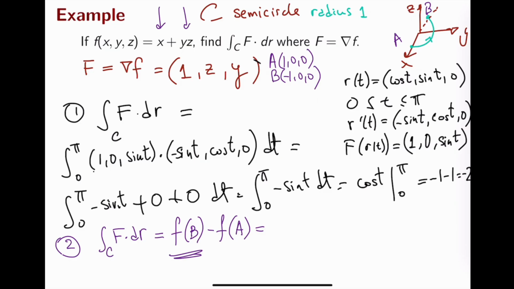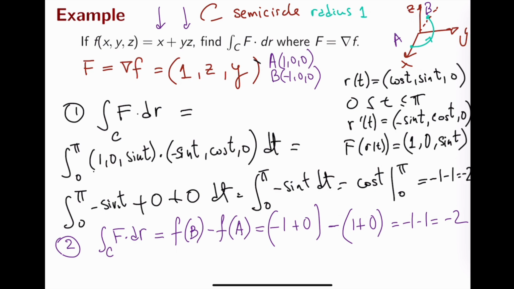Let's evaluate the function at B first. B is minus 1, 0, 0. So we are going to plug in here minus 1, 0, 0. And the result is going to be minus 1 plus 0. So that is f of B. And then we have to subtract f of A. A is 1, 0, 0. We evaluate here. This is 1 plus 0. And so at the end of the day, we get minus 1 minus 1, which is minus 2.